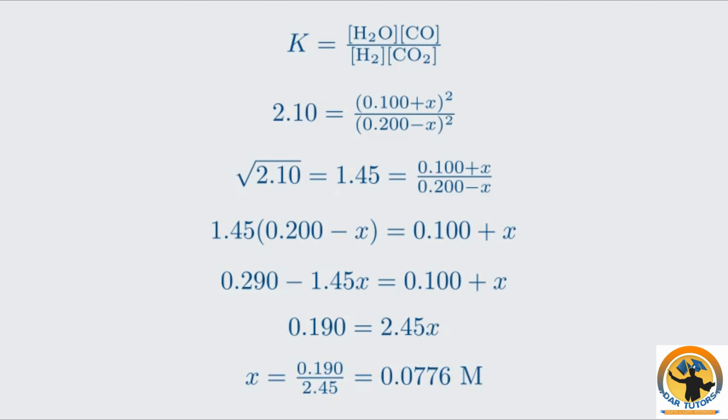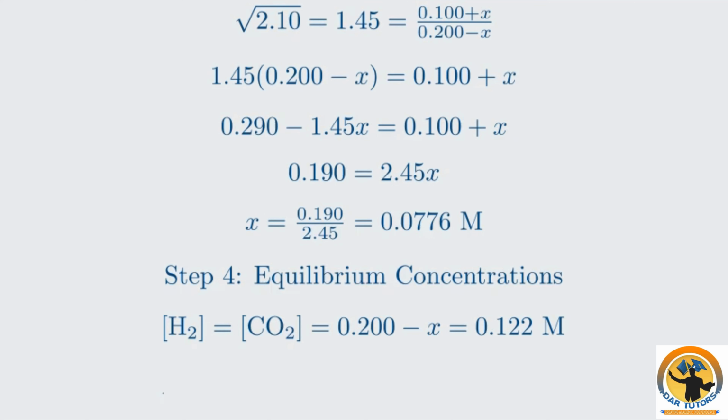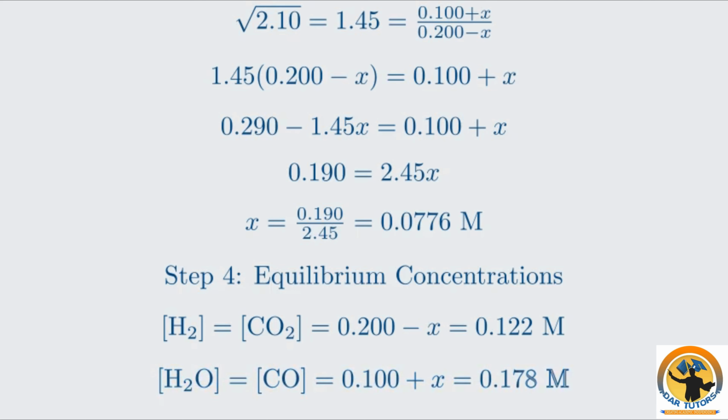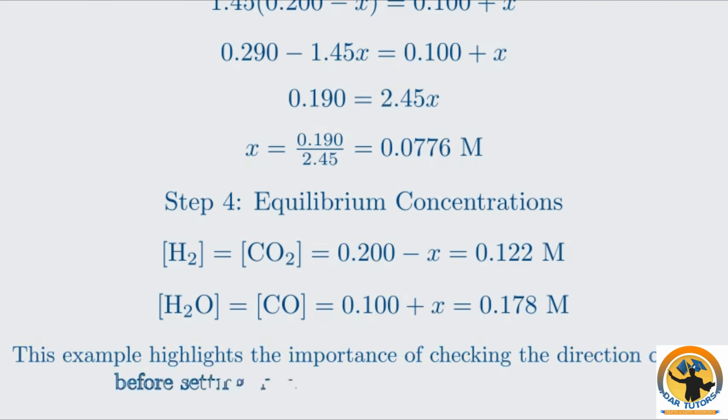Finally, we calculate the equilibrium concentrations. For H2 and CO2, the concentration is 0.200 minus 0.0776, which is 0.1224 M. For H2O and CO, the concentration is 0.100 plus 0.0776, which is 0.1776 M. This example highlights the importance of checking the direction of shift before setting up the change line in your ICE table.